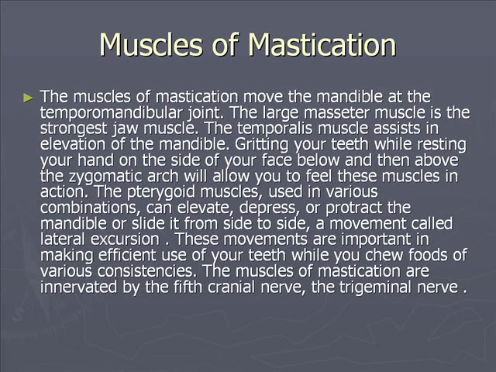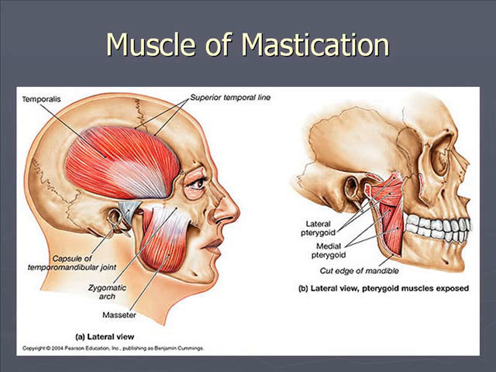There are also pterygoid muscles, a grouping of muscles used in various combinations to help elevate and depress. The movement is called lateral excursion, when you're jutting your jaw or moving your lower jaw from right to left. These movements are important in making the teeth work efficiently when grinding and chewing food. Muscles of mastication are innervated by the 5th cranial nerve, also referred to as the trigeminal nerve. You should be familiar with that as well.